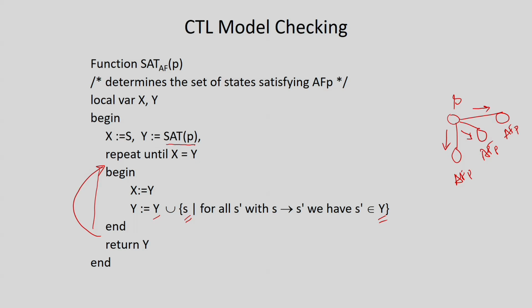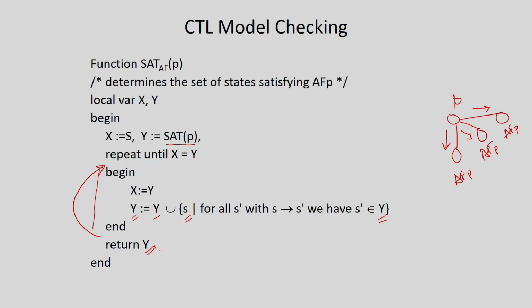That means we cannot add any more new state to this particular set of states Y. So, until no more change, we are going to repeat these steps, and finally it will return Y. That means it is going to return the set of states where the given formula AF P is true. Okay. So, this is the future one.